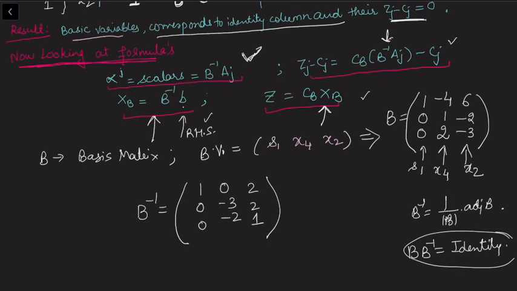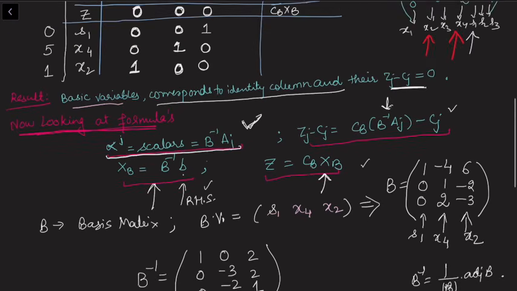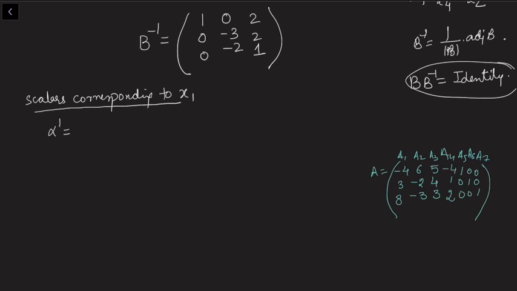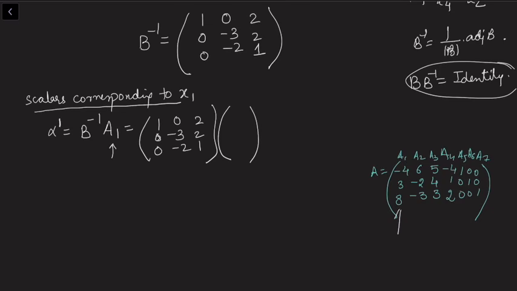Now since we have B inverse, we want to find out the scalars. So let us see again which scalars we need to find. We need to find the scalars corresponding to x1, x3, s2 and s3. So now we write the scalars corresponding to x1, and for that I am denoting it by alpha 1. This was from the formula B inverse A1. B inverse we have just calculated: 1, 0, 0, 0, minus 3, minus 2, 2, 1, and we should multiply this by A1. A1 we have to take from the coefficient matrix that I have again written here. This is the A1 column corresponding to x1. So minus 4, 3, 8.